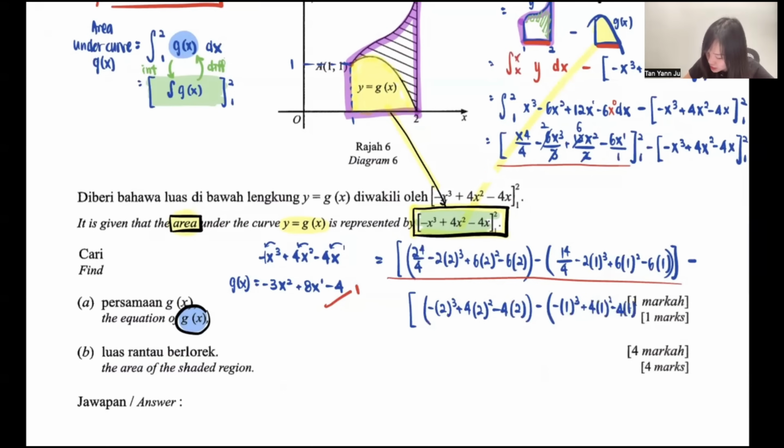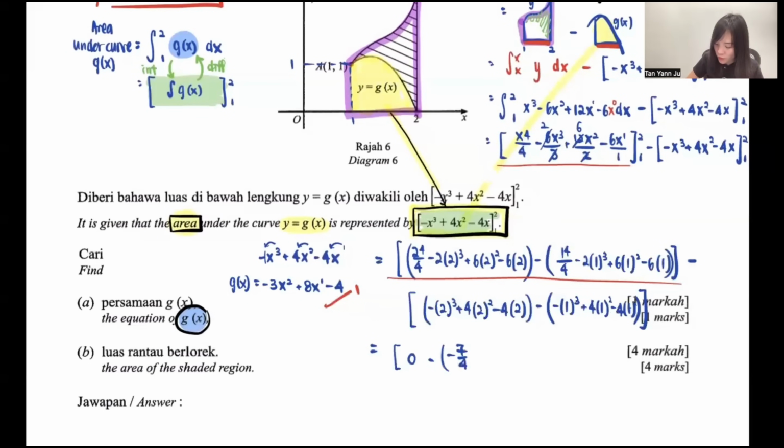Maybe you will ask me, teacher, is it necessary to write all the steps out? For nowadays, yes, it's necessary. For my time, no need. I never wrote it out. I straight away pressed the calculator, last time. But now cannot. So 0 minus 1 power 4 over 4 minus 2 times 1 cube plus 6 times 1 minus 6.